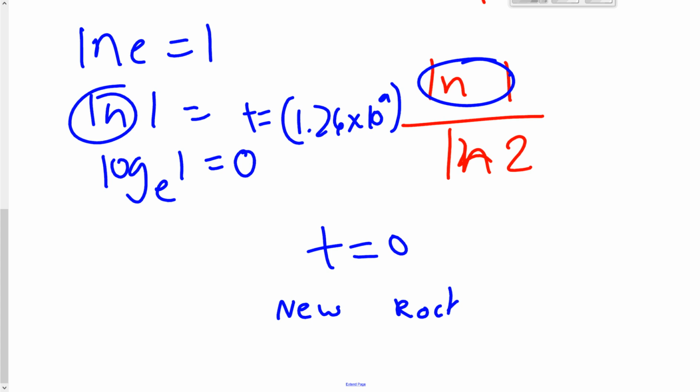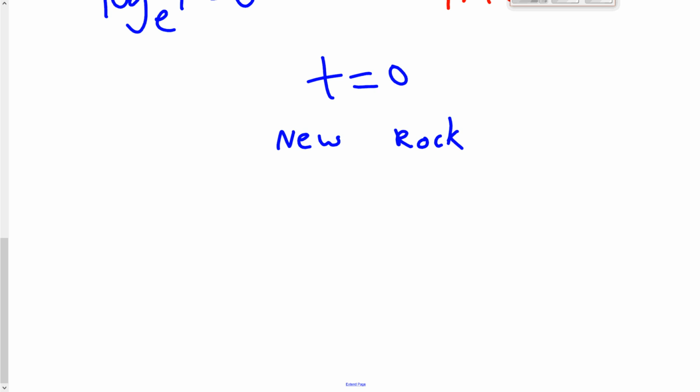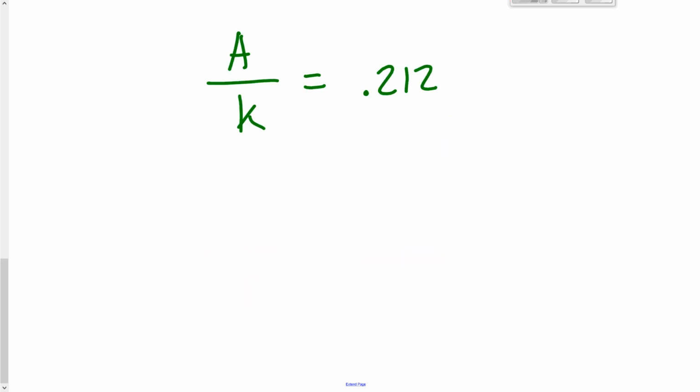Okay, the second part of this question is: if a sample of a granite from New Hampshire has the ratio of argon 40 and potassium 40, the ratio A over K of this piece of granite, or the sample, is 0.212, how old is this sample? Then we can just use that ratio. That's our A over K, remember.